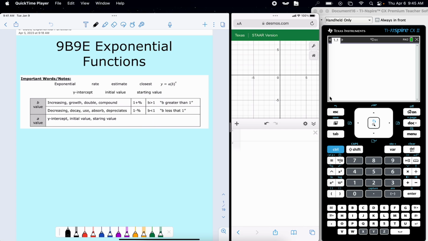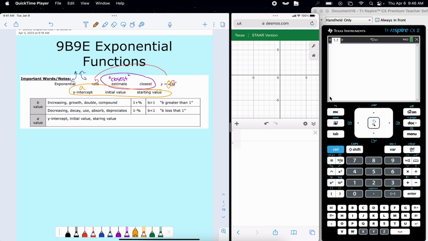Working on exponential functions again. You have your important words: exponential, which is that J shape; your rate, which is your B value; estimate, which means the closest answer; and your y-intercept, which is your A right here, and then your B was right here. Initial value also means A, and starting means A.